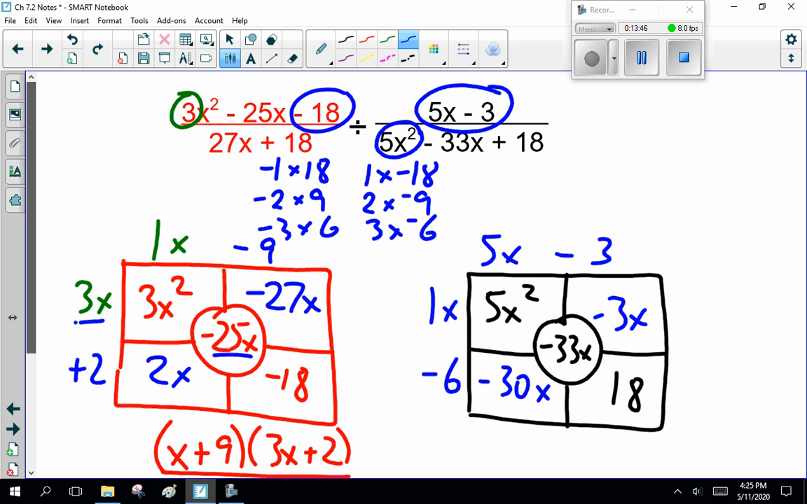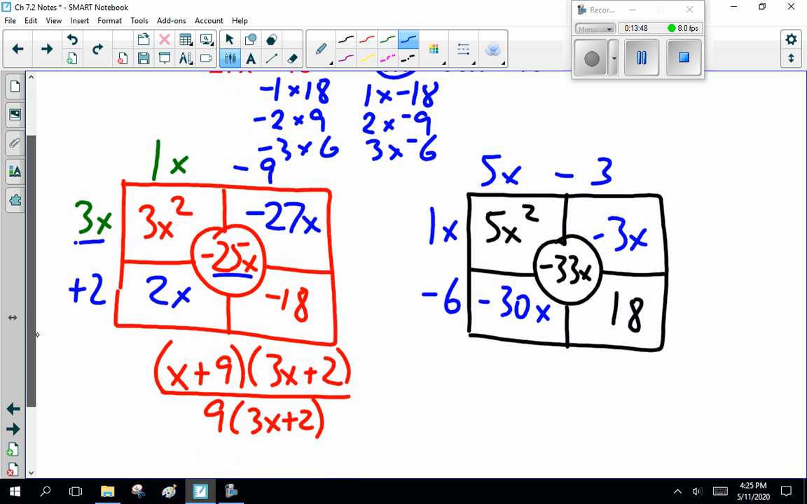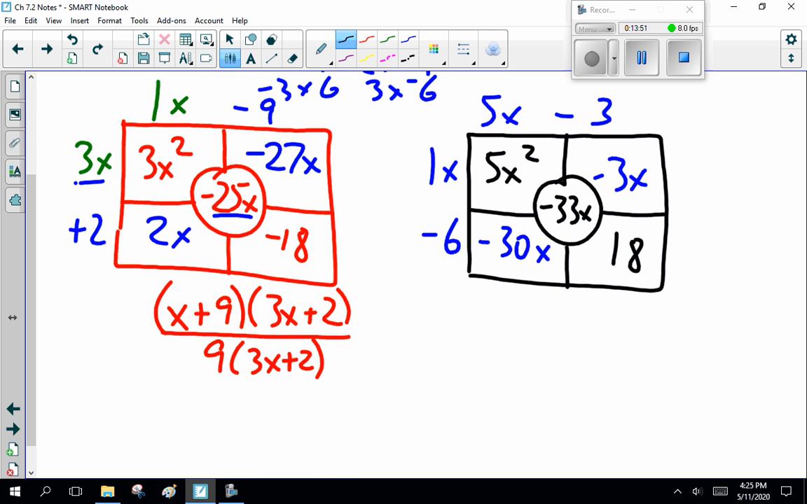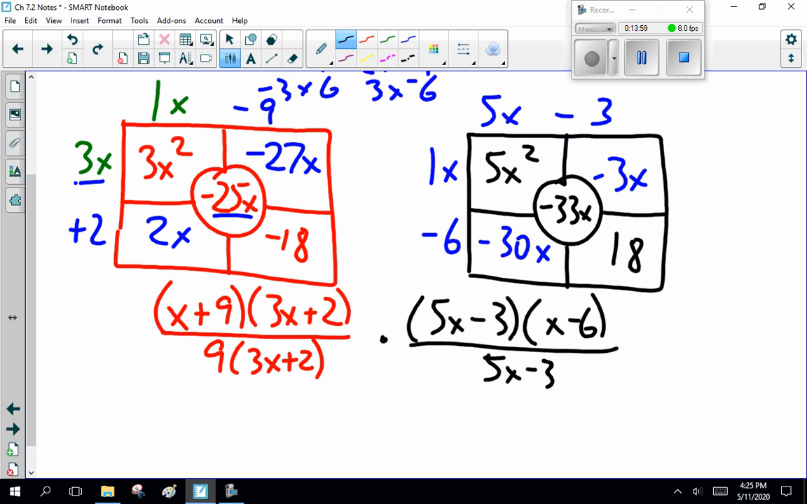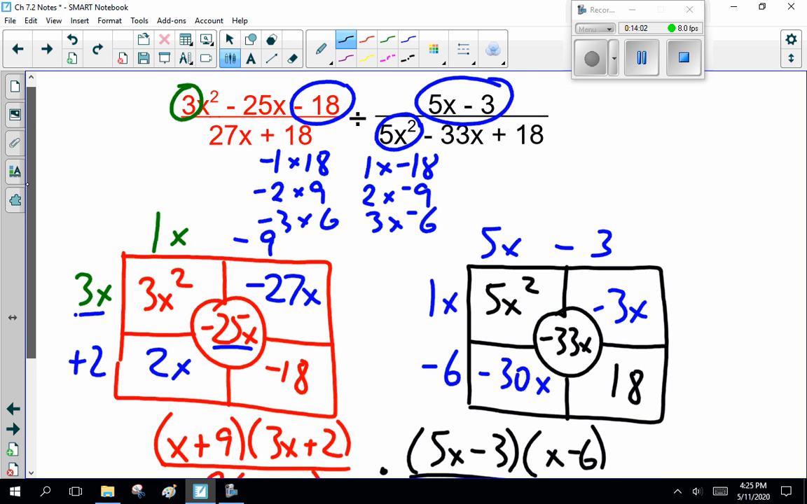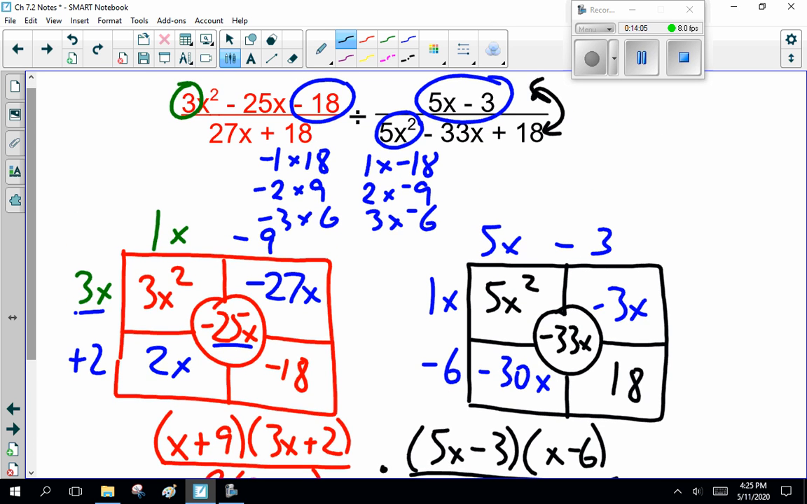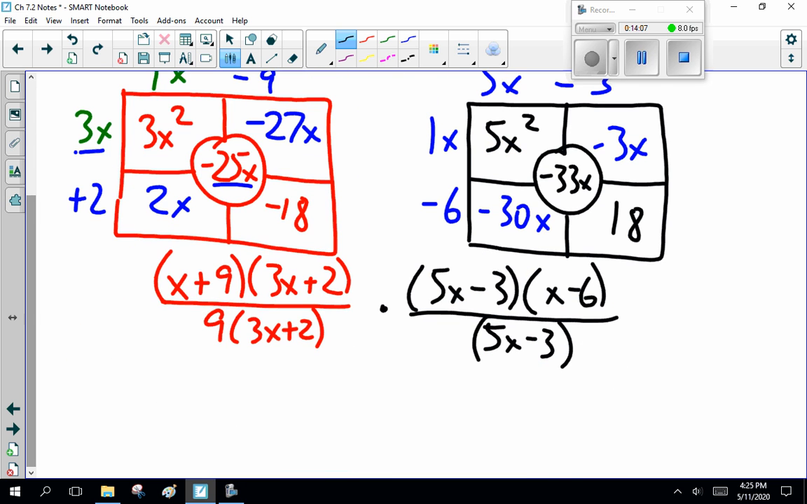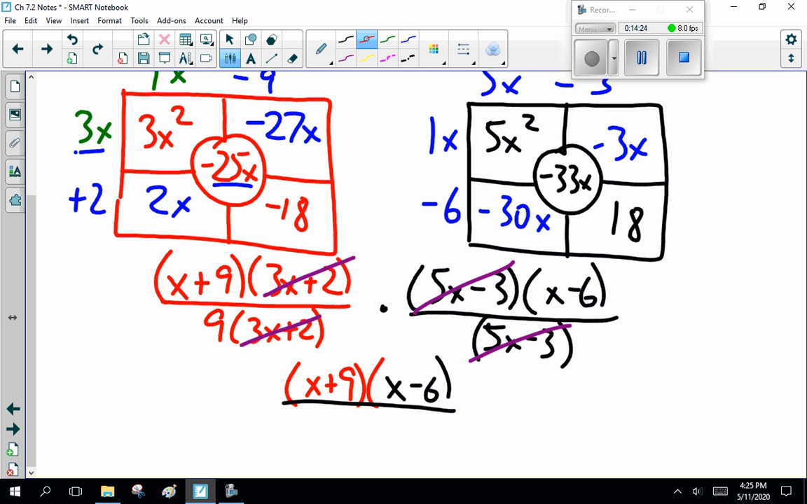Now, so far so good? What have I forgotten to do? I got to flip the damn thing. So my numerator is 5x minus 3 times x minus 6. And my new denominator is 5x minus 3. Okay, see how I flipped this and factored it in one step just to confuse you? Anyway, getting old. So what cancels out? 3x plus 2, 3x plus 2, 5x minus 3, 5x minus 3. This is x plus 9 times x minus 6 over 9.